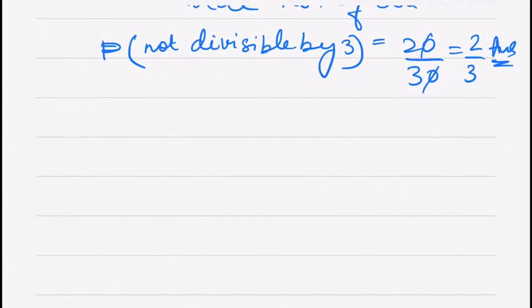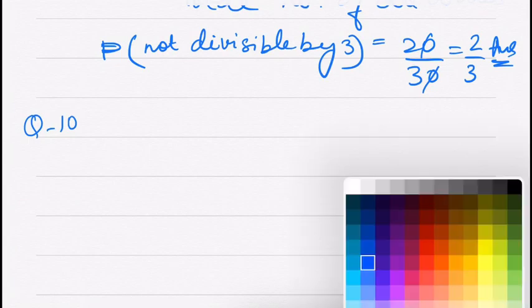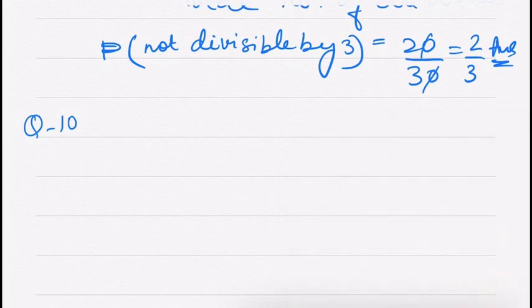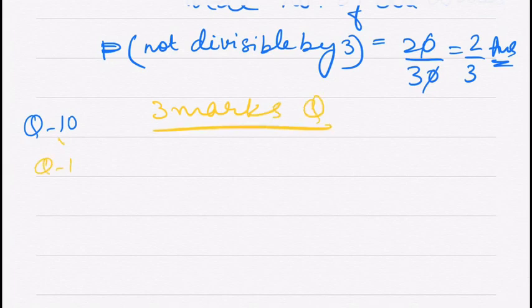Okay, so now I think we have done all the 3 marks questions. Now let's move to 2 marks questions. So now let's move to question number 10. So now we are starting with the 2 marks questions. Which color should I take? Okay, let me take yellow. So yellow will be question number 10.